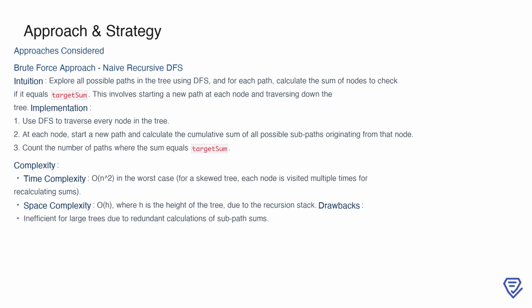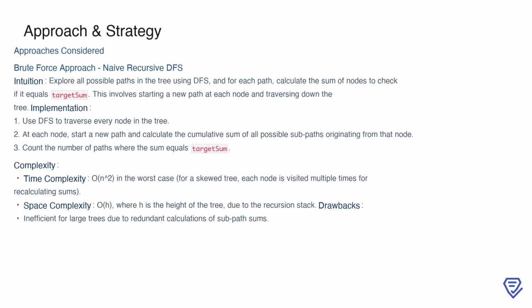To implement this, we would use DFS to visit every node, repeatedly calculate the cumulative sums for every potential subpath, and count how many of these paths equal the target sum. However, this brute force approach comes with significant drawbacks.